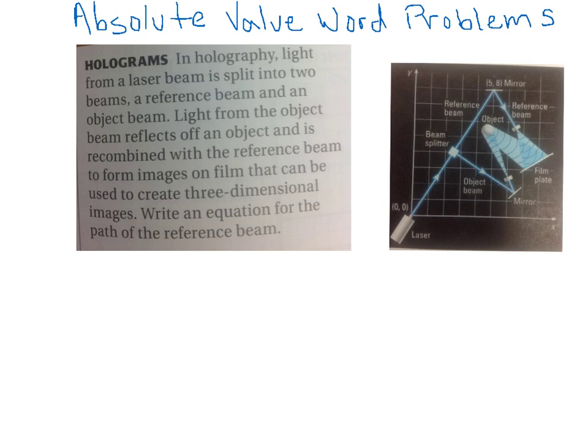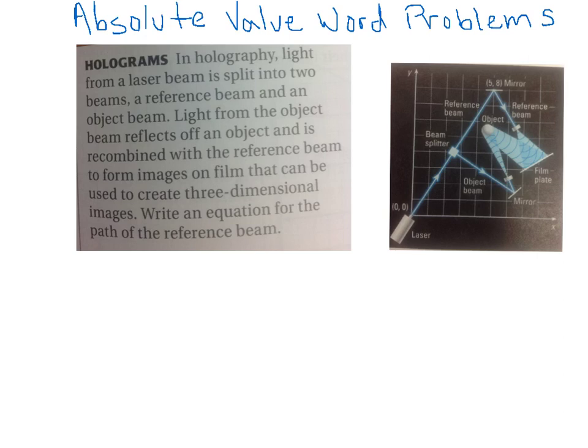Okay, so looking at our problem, nowhere in there does it give us any specific information about points, where they're located, distances. There's no numbers in there, things that we're going to have to add to our graph. That's one of the things you want to look for. Does it give me any other information that my graph does not give me? What it does tell us is that we need to write an equation for the path of the reference beam.